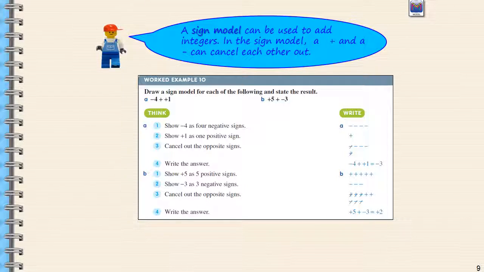And that's what we've got here. 4 negatives, 1 positive, cross them out. We've got 3 left there. -4 plus +1 equals -3. And same in the next one. You've got a +5 and a -3. So there's 5 pluses, 3 minuses. You can see we cancelled out and left us with 2 positives. So my answer is +2. So all you do is you go equals +2. And that's what's written down here.